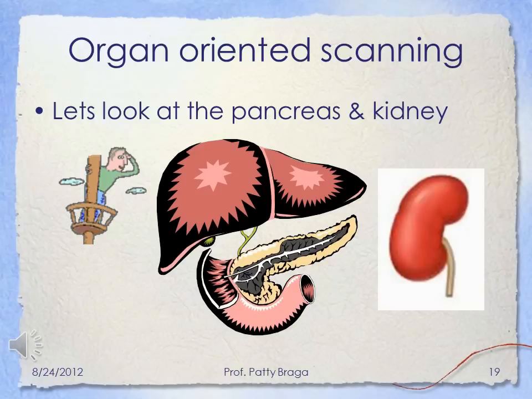Now, we've been talking about scanning planes. The thing to remember is that in the human body, organs do not lie straight up and down or straight across. A lot of them are tilted or turned. Some of that is normal in every patient. Some of it is specific to patient body habitus. We do a lot of what's called organ-oriented scanning. That means that our transducers are transverse and longitudinal to the organ, not necessarily to the patient's body. Ones that we'll look at in particular are the pancreas and the kidney.